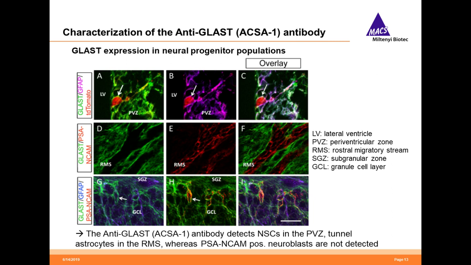So in conclusion, we can here say that the anti-GLAST AXA1 antibody detects the neural stem cells in the periventricular zone, and it also detects the tunnel astrocytes in the rostral migratory stream, but the PSA-NCAM positive neuroblasts were not detected.